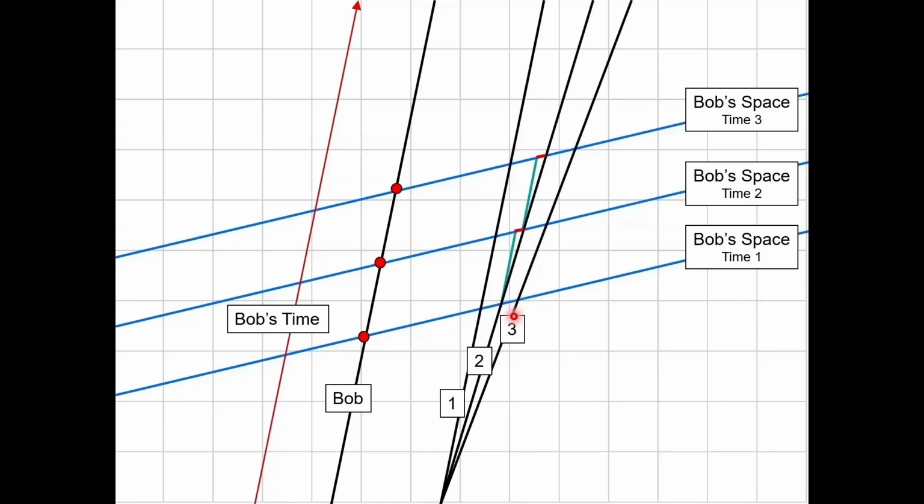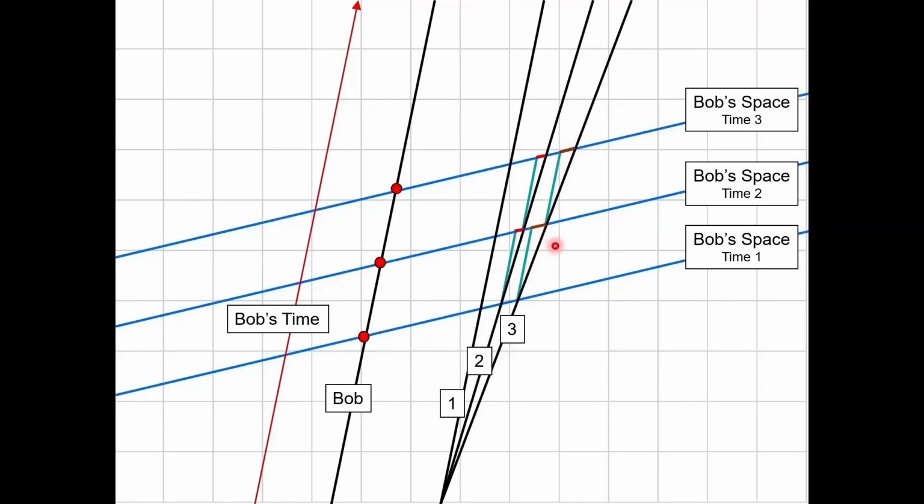Now we look to world line number 3 that has a bigger angle between it and Bob's world line. And again we check what happened between time 1 and time 2. The distance grew by this brown segment over here. And we check what happened between time 2 and time 3. And again, the distance grew by this brown segment. And these two brown segments are the same size as we said. World line number 3 is a straight line, which means a constant speed. So the distance over the same amount of time grows the same amount.